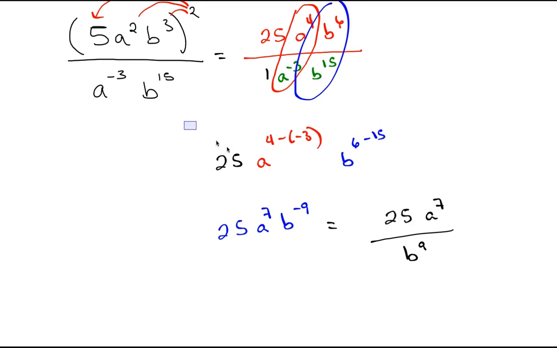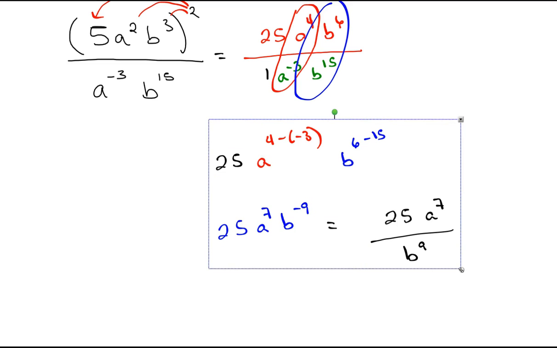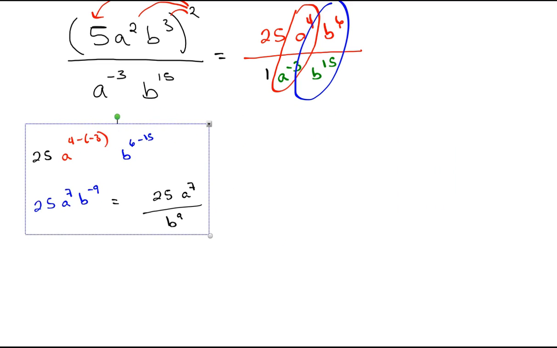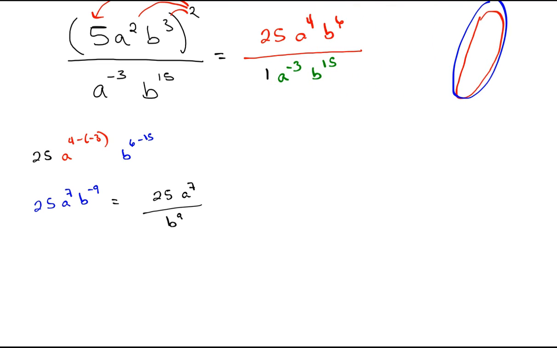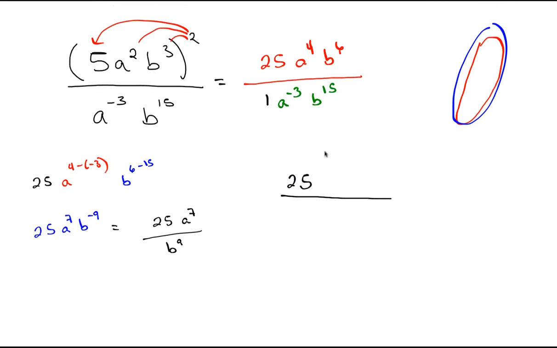I have also looked at this a slightly different way, and again, whatever works for you and whatever makes this easier. So I'm going to look at this one more time. I have 25, a to the 4th, b to the 6th, over 1. So I know my 25 is going to stay in my numerator. Here I have a to the 4th and a to the negative 3rd. A to the 4th is positive, so that stays exactly where it is. A to the negative 3rd is negative, so I'm going to rewrite that as a positive right next to it. And then b to the 6th is positive, that stays where it is, and b to the 15th is positive, that stays where it is.